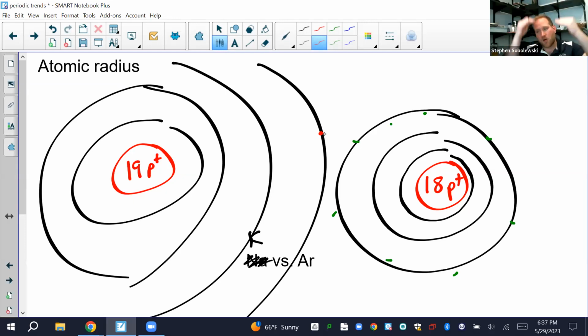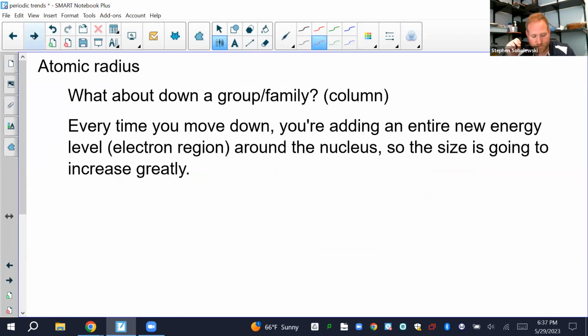So as you move down the periodic table, down a group, we're going to have larger elements because you're adding a brand new, an entire new outermost energy level or shell to the outside.